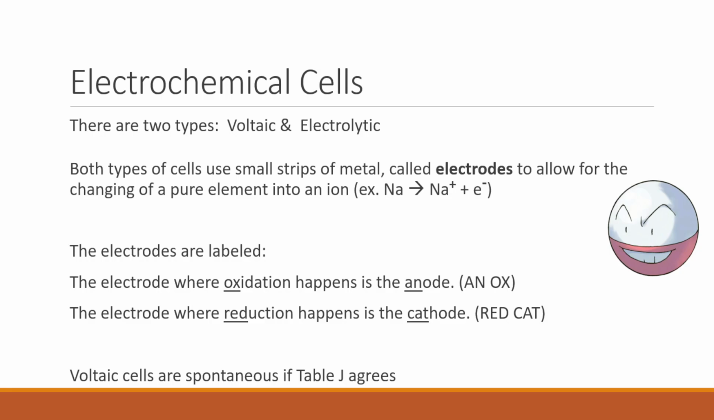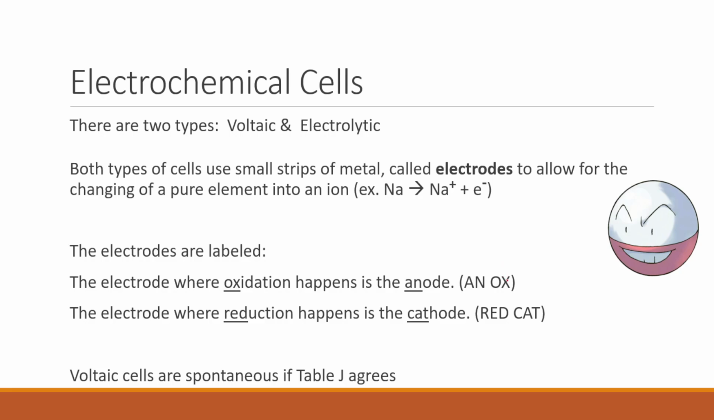The two electrodes each have their own specific name. The anode is the electrode where oxidation happens. The cathode is the electrode where reduction happens. And we've got a little mnemonic we can use here to remember that, right? An ox, anode, oxidation, red cat, reduction, cathode.